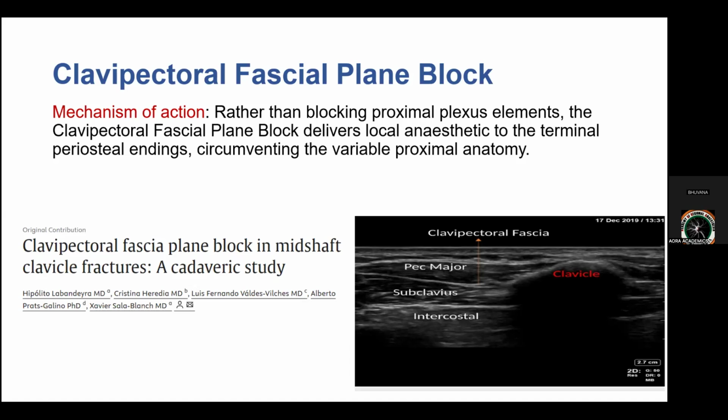Why do we need to give the clavipectoral fascial plane block? Rather than blocking proximal plexus elements and motor fibers, we are only blocking the terminal periosteal nerve endings, so circumventing the proximal variable anatomy.